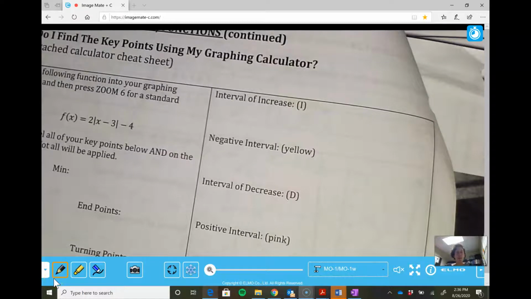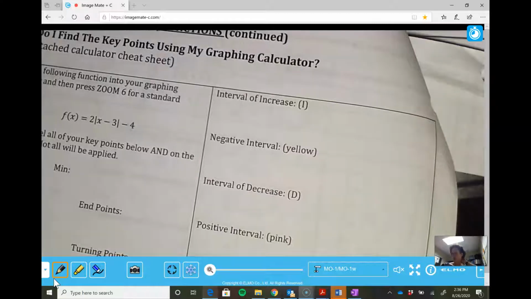Everyone, it's Mrs. Slauson. So today is the day that you need your TI graphing calculator. So if you don't have one, you need to get one.